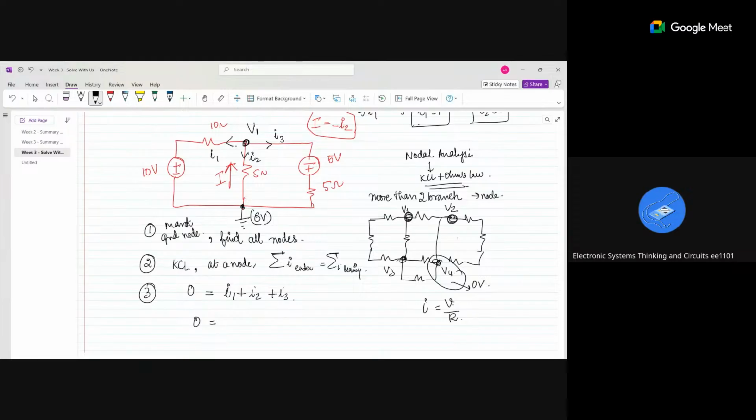This I1 is flowing from V1 to the 0 volts. Okay, so I will consider everything. So V1 minus 10 minus 0 divided by R, which is 10 ohms. This is my I1. Does anyone have any doubt why I am writing I1 as V1 minus 10 by 10?